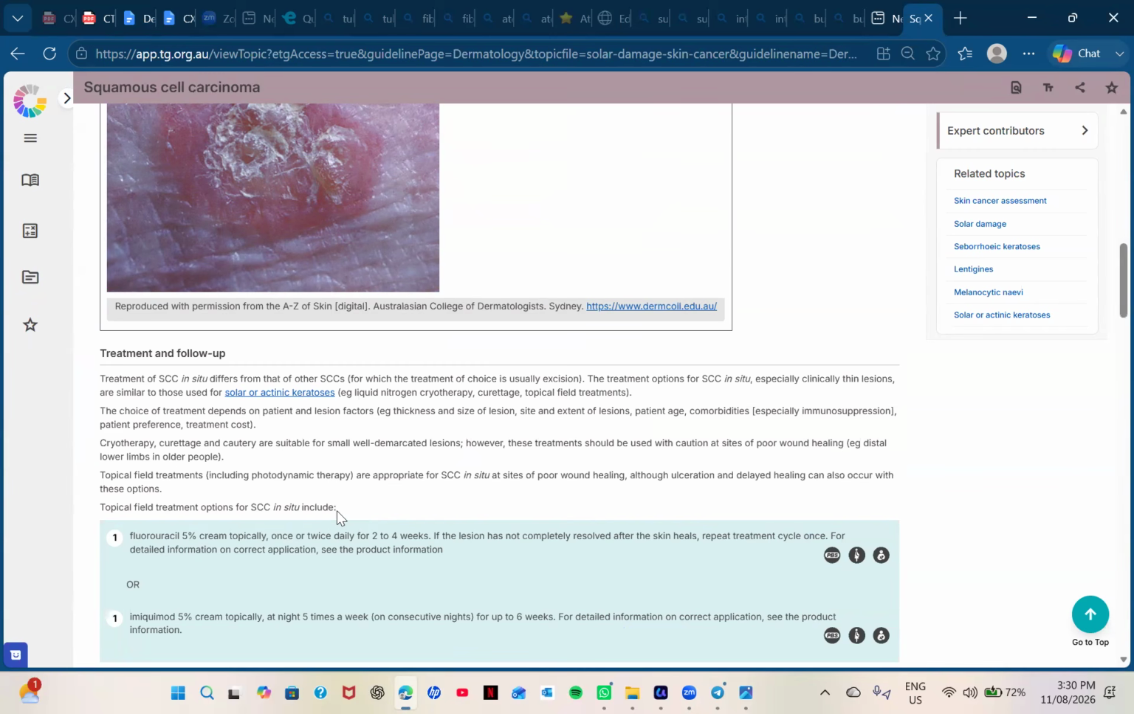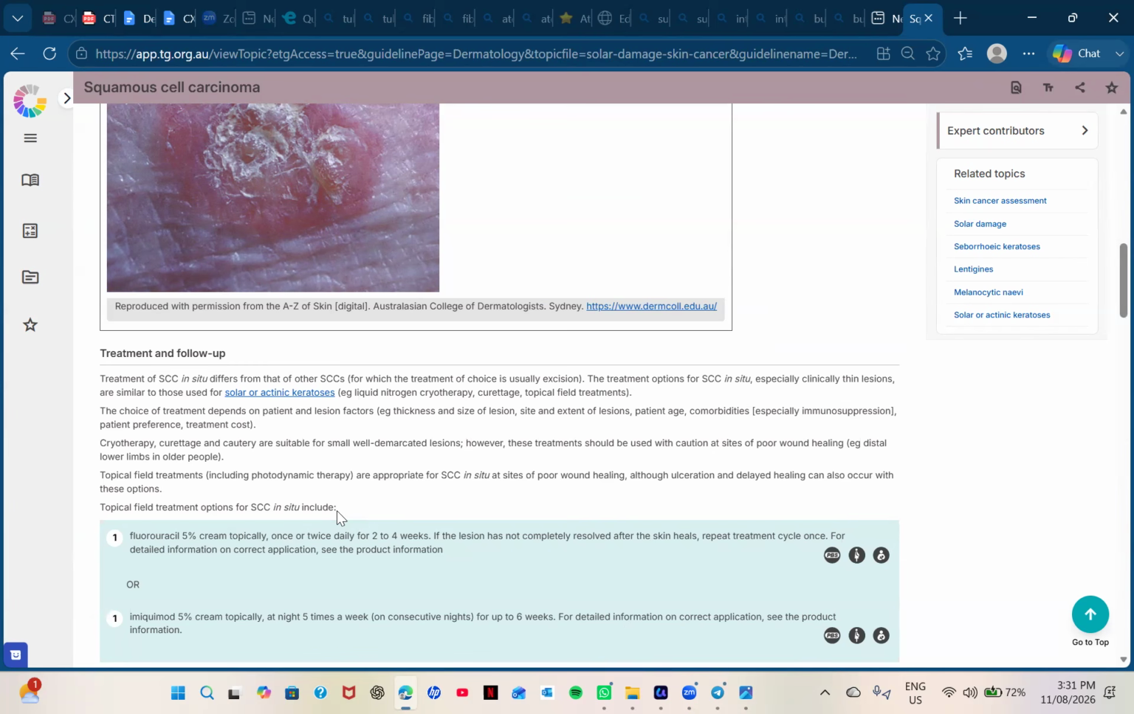Bowen's is a squamous cell carcinoma in situ, right? It's also a keratinocyte malignancy, but it's only in the epidermis and does not invade the dermis. It's a superficial thing. It is due to chronic UV exposure, old age, immunosuppression, and things like HPV that can be present.